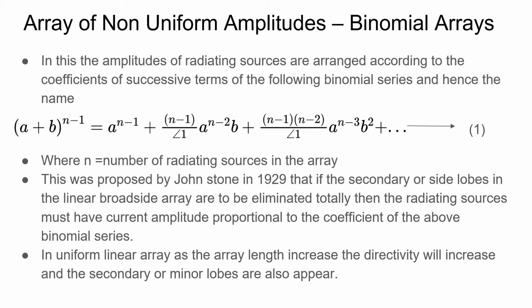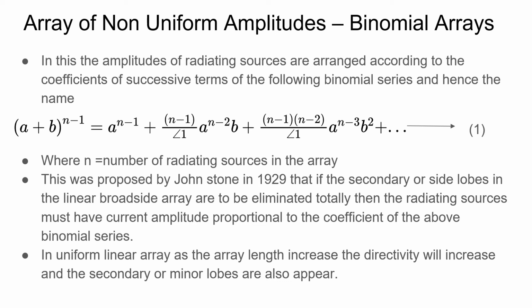So in non-uniform amplitudes, the example that we are going to consider is a binomial array. In this, the amplitudes of the radiating sources are arranged according to the coefficients of successive terms of the following binomial series, which is given by (a + b)^(n-1) = a^(n-1) + (n-1)/1! a^(n-2) b + (n-1)(n-2)/2! a^(n-3) b² + etc.